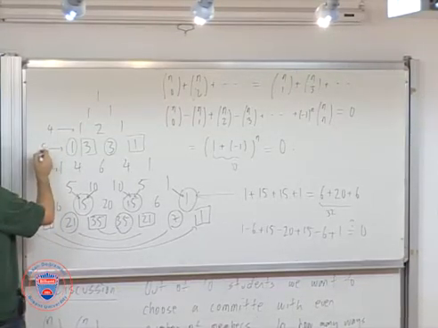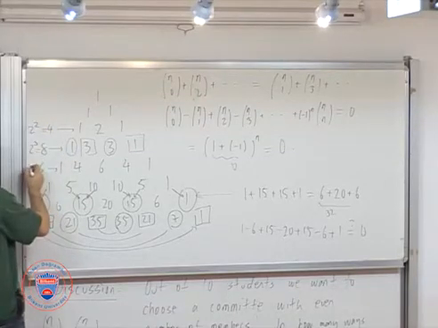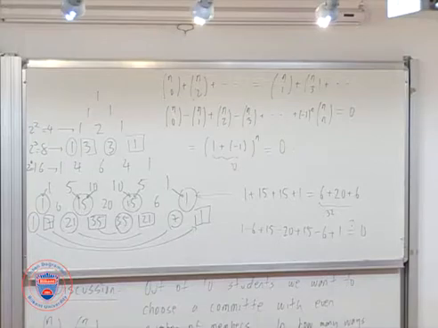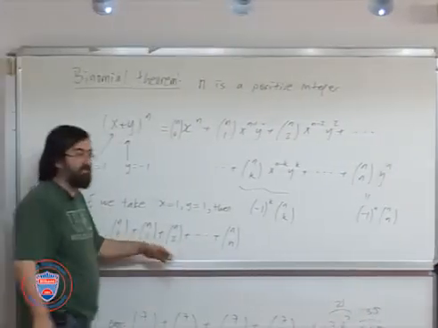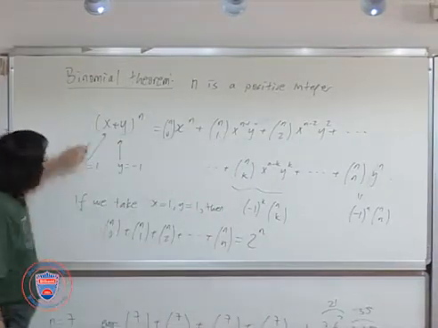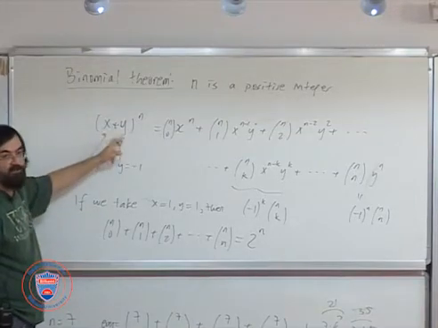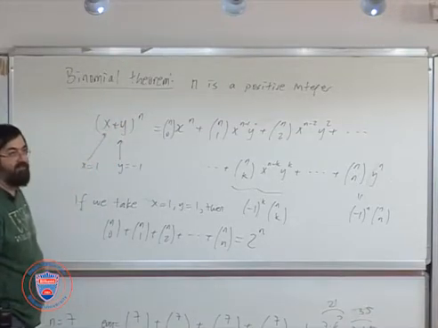So these are 2 to the power of these numbers: 2 to the 3, 2 to the 2, 2 to the 4. So in general, the sum of the numbers on the nth row is equal to 2 to the n. And you can see why it's true, because you put 1 here and 1 here, so you get 2 to the n. That's why it's true.